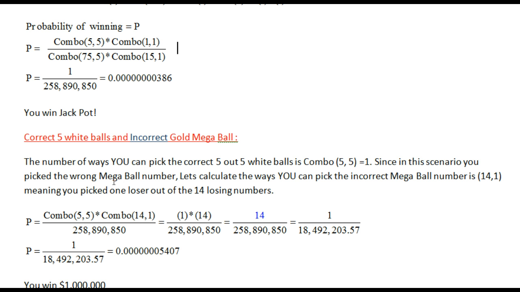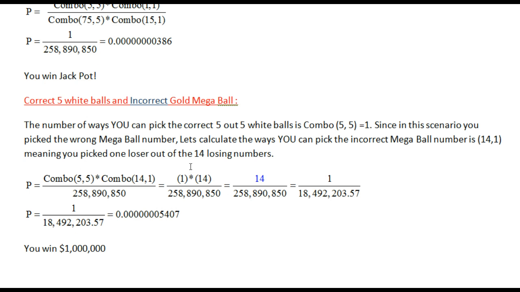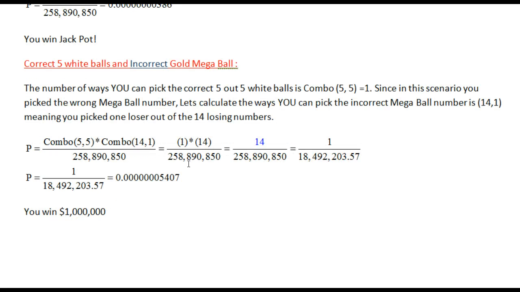Okay. Now, we've calculated the odds of winning the jackpot. And if you look on the Mega Ball site at their table, you'll see that they have this listed. The odds of winning the jackpot is 1 in 258,890,850. That's how they calculate that. Okay. Let's calculate now. If we get 5 of the white balls correct, but we don't pick the correct gold mega ball.